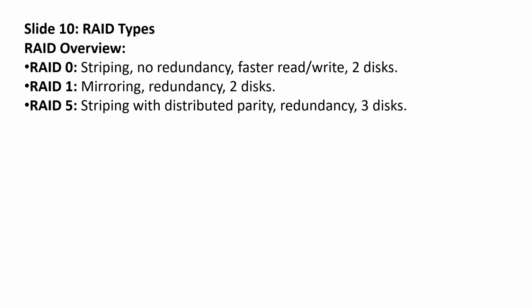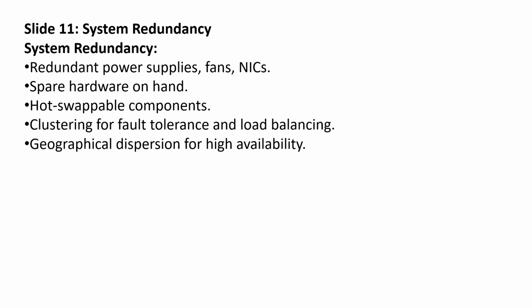RAID overview. RAID 0, striping, no redundancy, faster read or write, 2 disks. RAID 1, mirroring, redundancy, 2 disks. RAID 5, striping with distributed parity, redundancy, 3 disks.